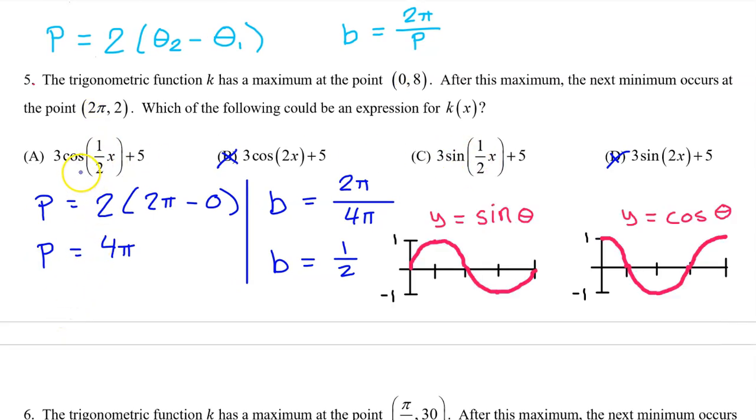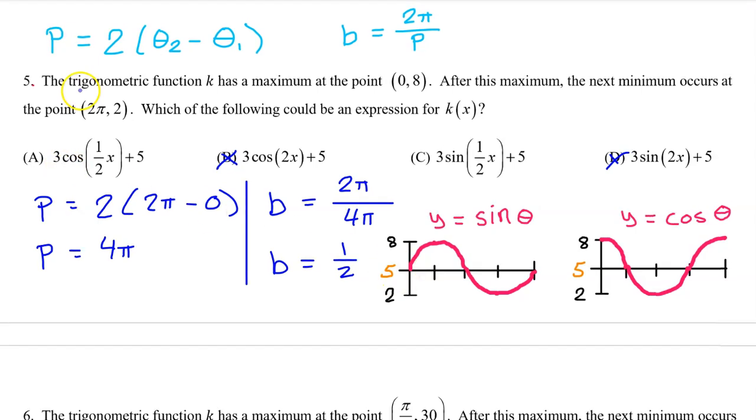It will be easy to choose between option A and option C because A is a cosine function while C is a sine function. And we know that a sine function always starts at the midline and cosine doesn't. Options A and C both have a d value of 5, so the midline is 5. Both functions have an a value of 3. That means that the amplitude will be 3. Adding or subtracting the amplitude from the midline gives us a high of 8 and a low of 2.